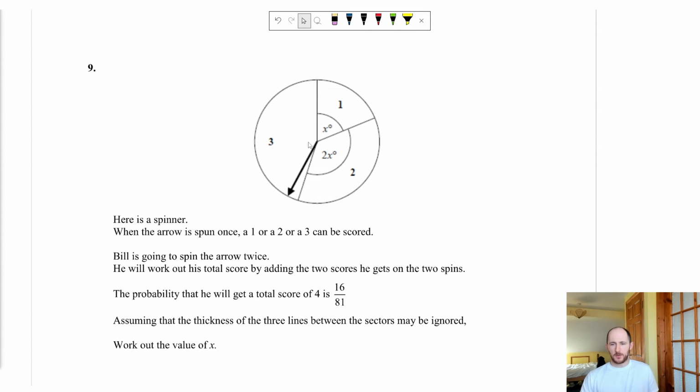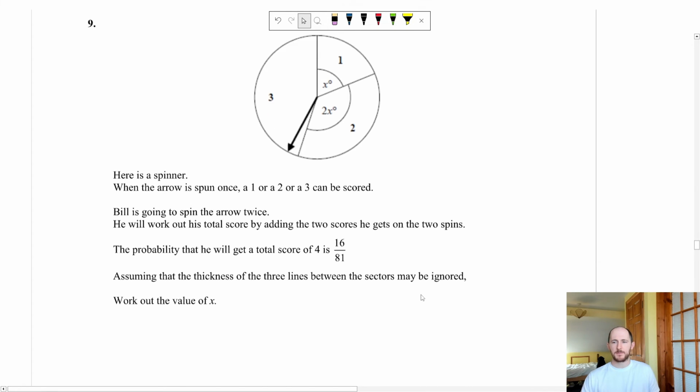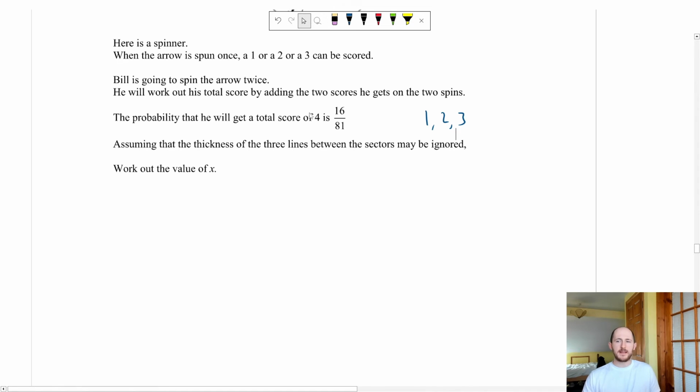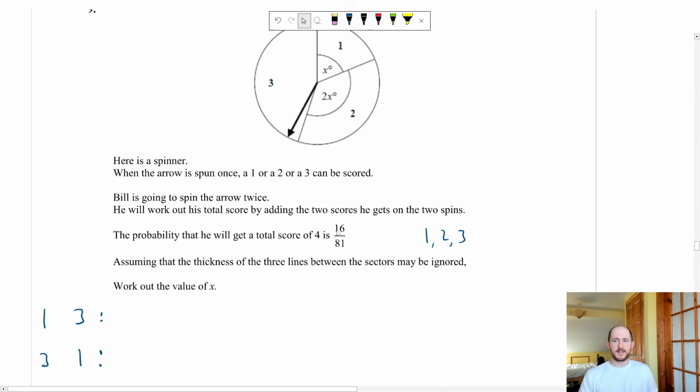Perfect. So, this is a probability question. It's a very interesting probability question. But the idea here is we're going to use this information to work out what x is. So, if we just think of this in terms of, okay, we can score 1, 2, or 3, what are the different ways he could score 4? Well, he could get a 1 and then a 3, a 3 and then a 1, or a 2 and a 2. Those are the 3 ways he can do it. So all I need to do now is create expressions for all 3 of these combinations, add them up, and that should equal 16 over 81. That's it. Easy, right? Kind of, maybe, possibly.